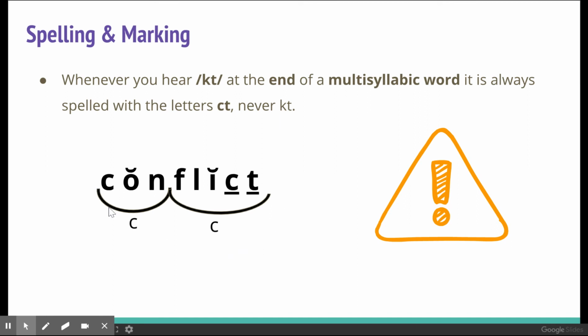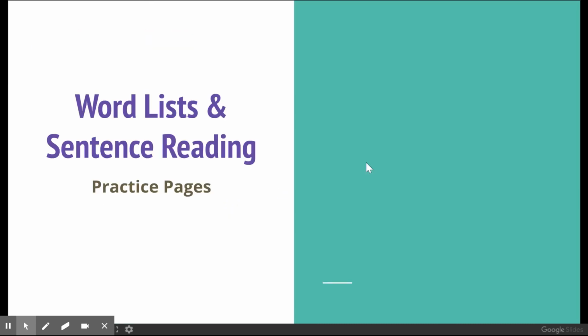So we have the word conflict here. We scoop it, we mark that ending blend, and we mark these two syllables as closed. So we know that if we have closed syllables, those vowel sounds are going to be short. So be careful when you're spelling words and you hear the kt at the end that you're using CT, not KT or CKT. We want to make sure we're using the CT blend.